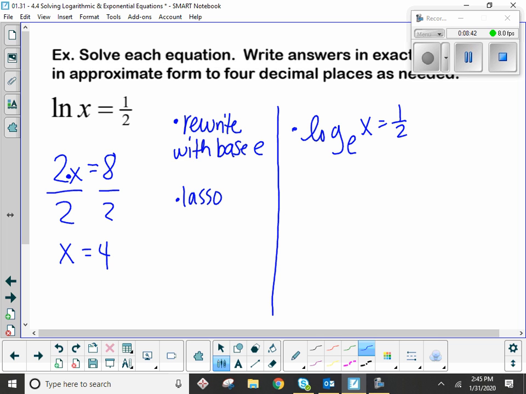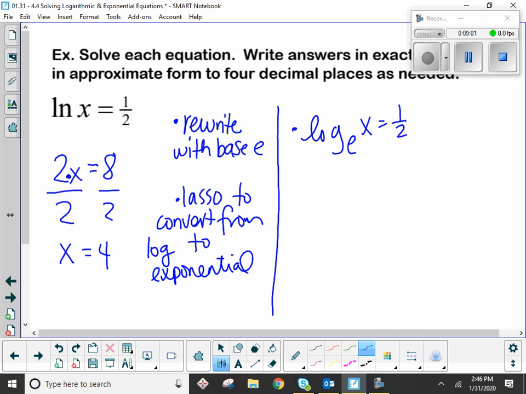After this problem, I'm just going to write the word lasso. But in this problem, I want to sort of expand a little bit. Lasso to convert from log to exponential. That's the reason we're going to do lasso.